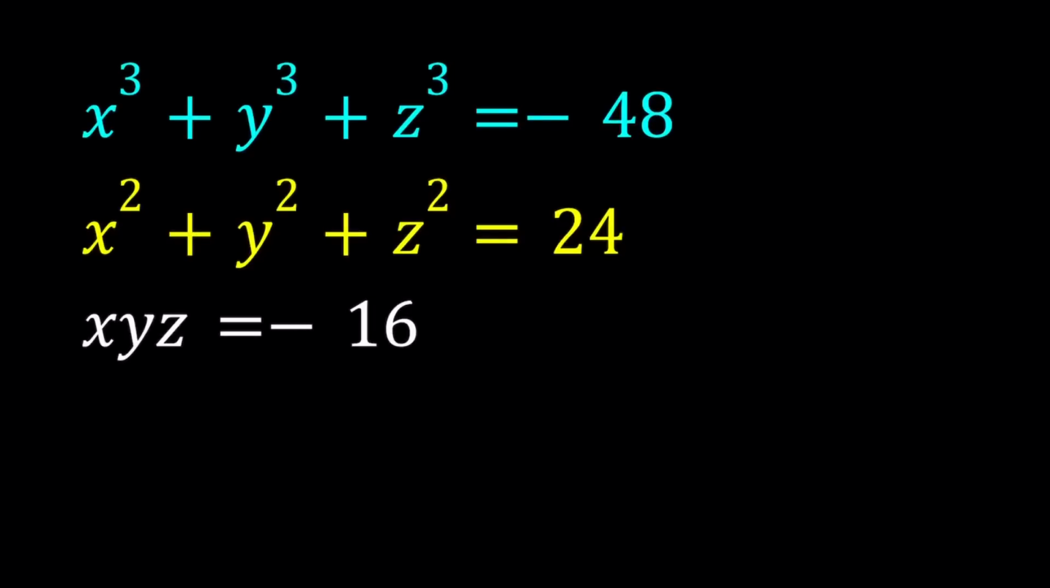Hello everyone. In this video we're going to be solving a polynomial system, a cubic polynomial system. We have x cubed plus y cubed plus z cubed is equal to negative 48, x squared plus y squared plus z squared is equal to 24, and xyz is equal to negative 16. So you might be guessing the possible solutions at this point, but let's go ahead and solve this system. I'll be presenting two methods, and let's start with the first one.